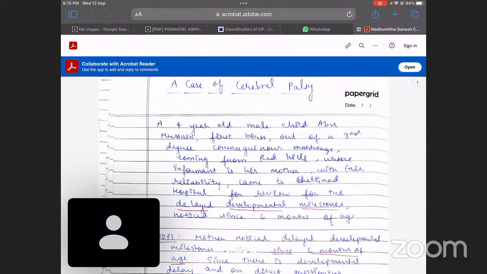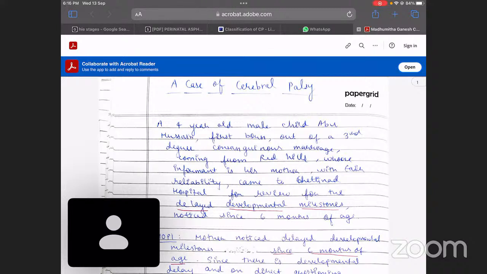This is the most common complaint with which the mother takes the child to the hospital. Now, which developmental milestone is more commonly affected in CP? The gross motor developmental milestone will be affected in cerebral palsy. What is the reason?